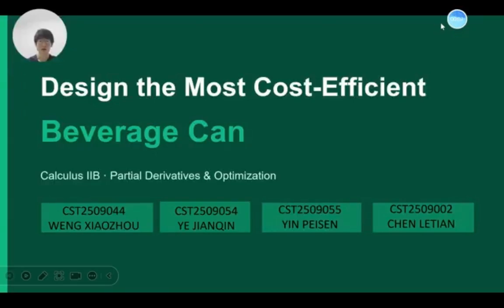Dear teacher, this is our presentation of assignment calculus 2B. Our topic is designing the most cost-efficient beverage can, which concerns partial derivatives and optimization.